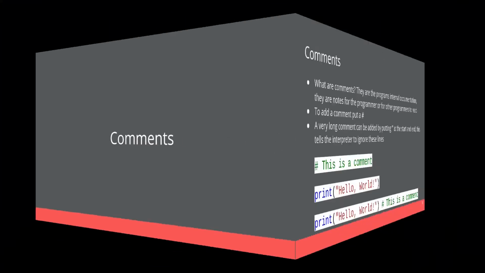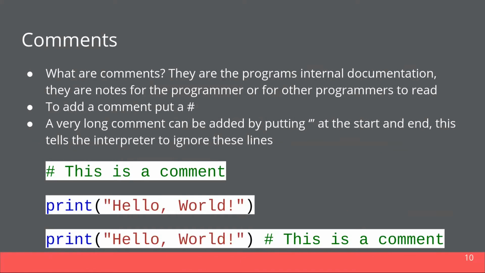Now, if they'd added some comments to the program to say what each specific bit did, that would be much more helpful. Comments are sometimes called a program's internal documentation, and they're notes for the programmer or other programmers to read. To add a comment, we just put a hash, a hashtag, at the beginning of the line. Now there is another type of comment we can add in Python, and that's with the three apostrophes, three little single quotes. That's called a docstring, and that's if we want to write a very long multi-line comment. But for just a simple comment, we can put the hashtag here and then write the comment.